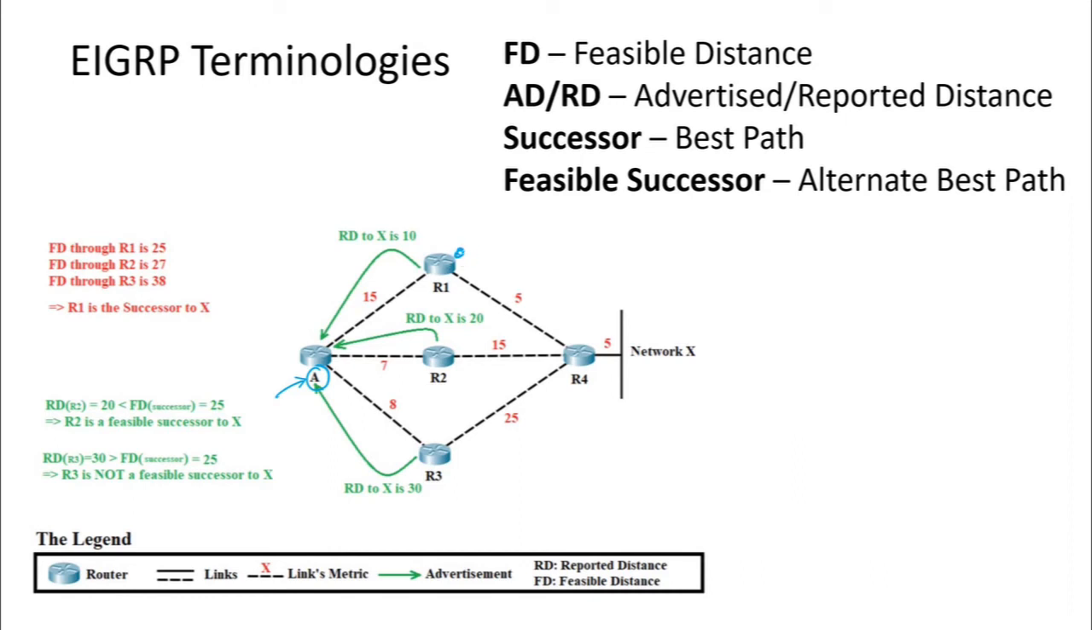So we will always calculate the total distance from this to the destination. It means that 5 plus 5. We will skip this 15. So the reported distance or the AD is 10, that is 5 plus 5. If we talk about the RD to the X from router 2, or from path 2, we can say that will be 15 plus this 5, that is 20. Perfect. Similarly, for R3, the RD is 25 plus 5, that is 30. So that's the difference between the feasible distance and the reported distance.